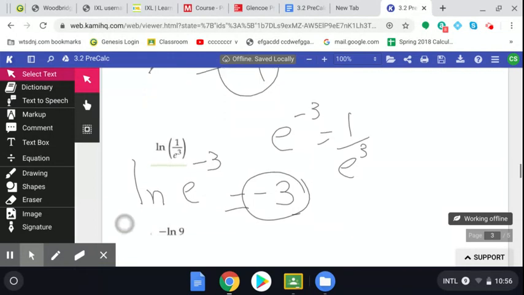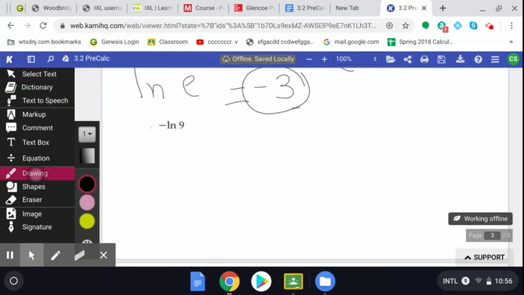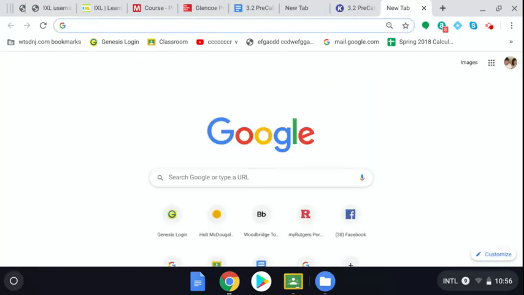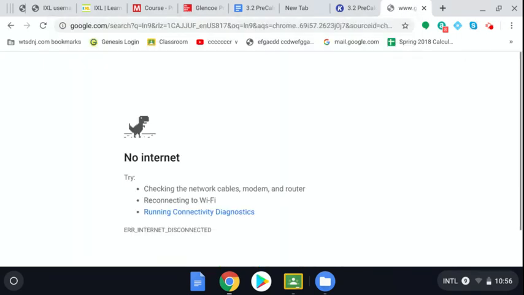Okay, now let's move on to the next one. So in this particular example here, there's nothing I can really cancel out. So in this case, you would need a calculator. If I just evaluate natural log 9.